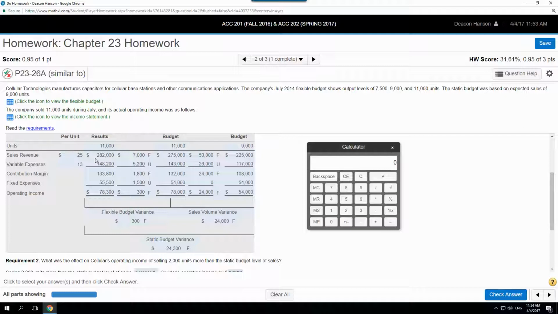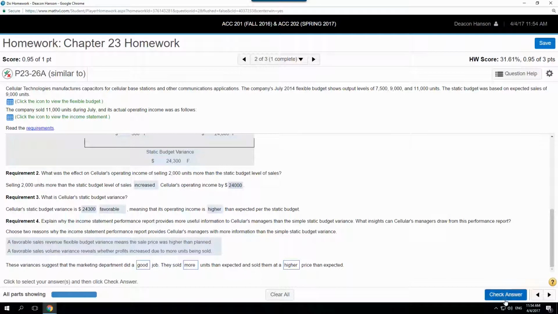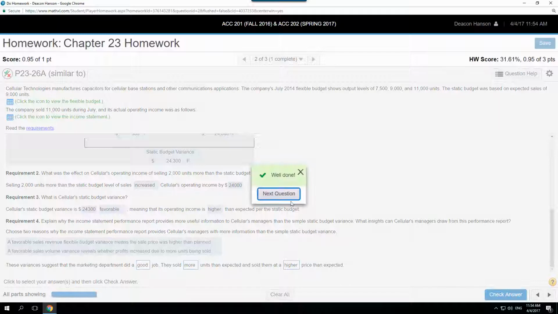and take the actual sales revenue of 282,000 and divide by the number of units sold, 11,000. Right? They sold it for roughly 64 cents more, if you round. So instead of selling it for the budgeted price of $25, they sold it for $25.63, rounded to $25.64. Okay. So we can come down here and hit check answer, and it's a job well done.